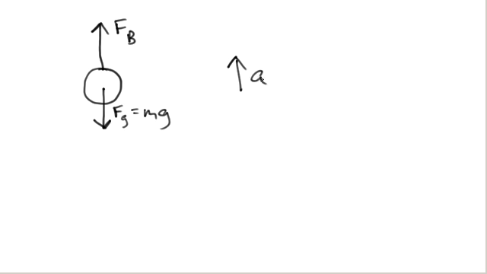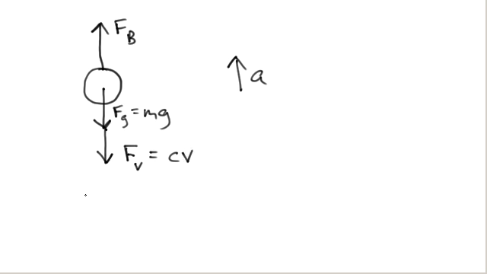We'll draw the ball. It's got a gravitational force acting on it, F sub g equal to mg. It's mass times the gravitational force constant. There's going to be a buoyant force acting on it. It's going to be accelerating upward. And there's going to be another retarding force, F viscous, which is equal to cv, where v is the velocity of the object.